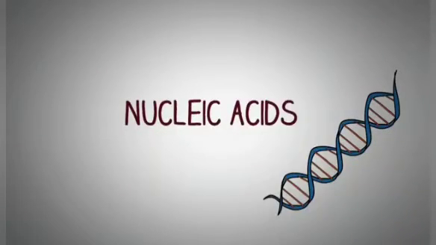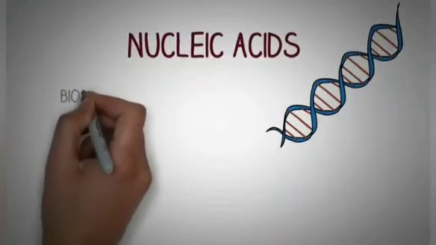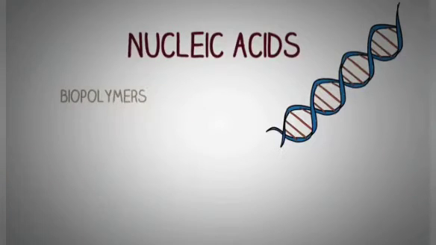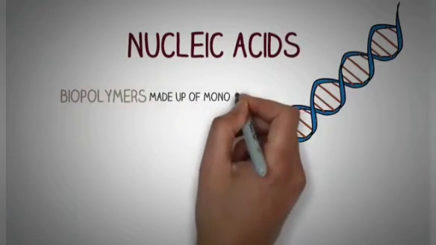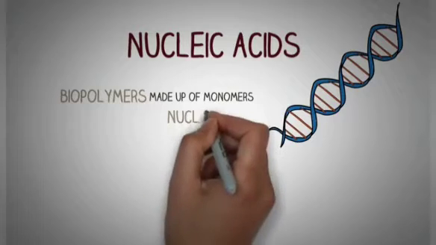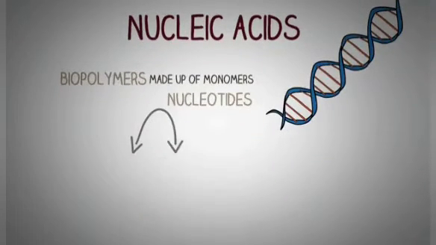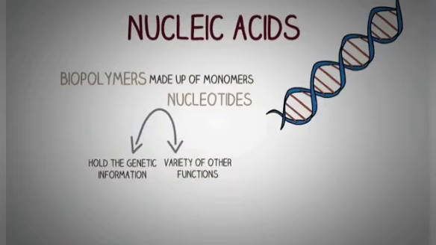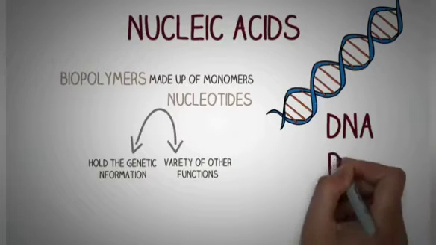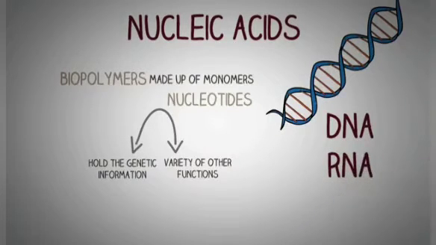In this video, we will study the nucleic acids. Nucleic acids are basically biopolymers which are made up of monomeric units known as nucleotides. We have two important functions for nucleic acids: they hold our genetic information and they perform a variety of other functions that we will discuss later. We have two important types of nucleic acids in our body, the DNA and the RNA.